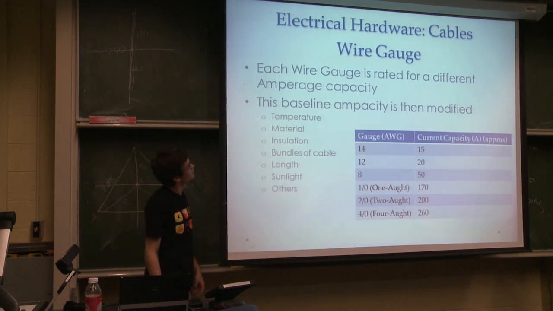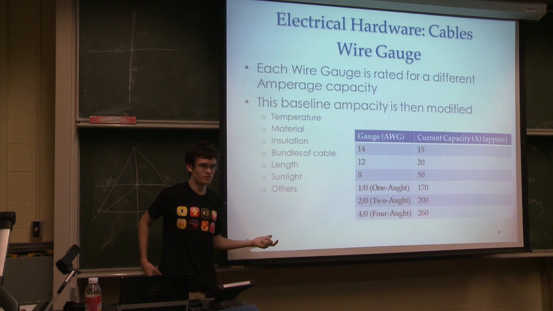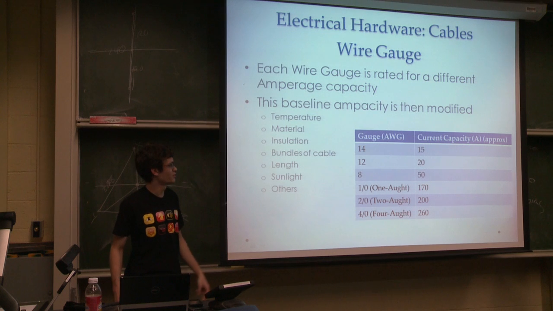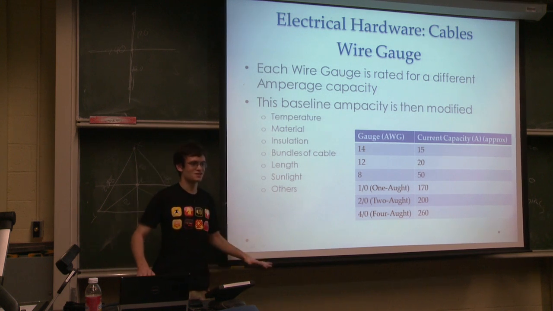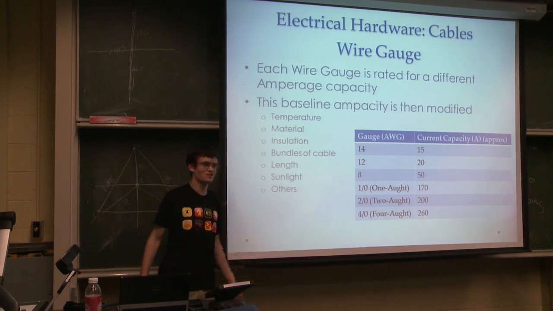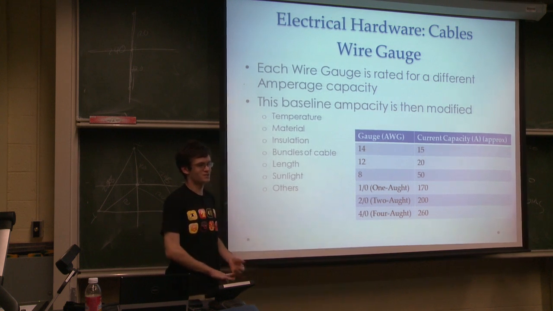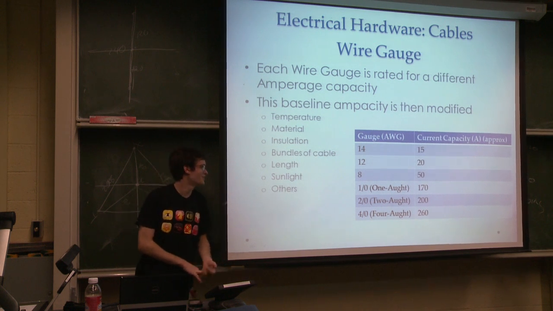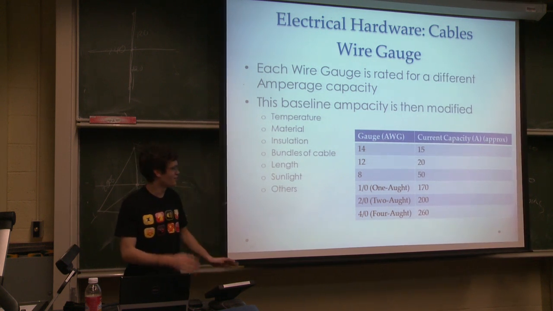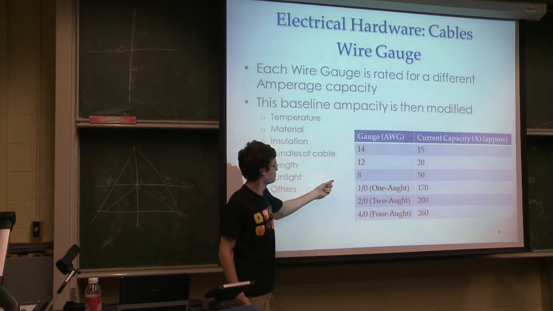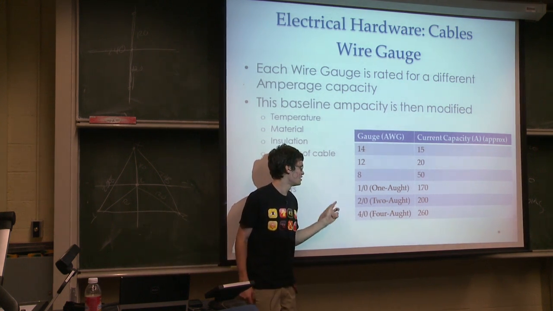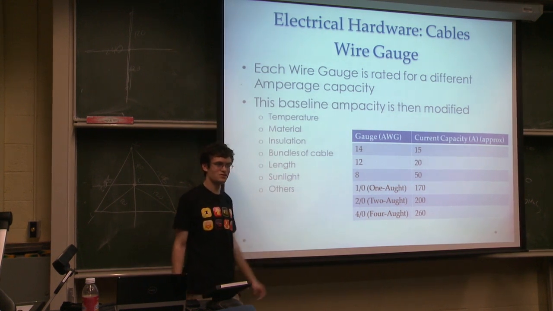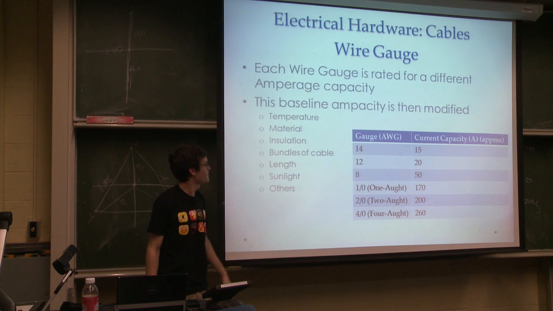So another look at wire gauge. Each gauge is rated by the NEC for a certain amount of rated current. However, these are baseline values and they change due to a number of factors: how long your cable is, what temperature it is, what kind of insulation you have on it, what temperature the insulation is rated for, whether it's in the sun, and all these different things. The cables you deal with a lot are 14, 12, 8, 1/0, 2/0, and 4/0, and those are approximate current capacity baseline values that can change.